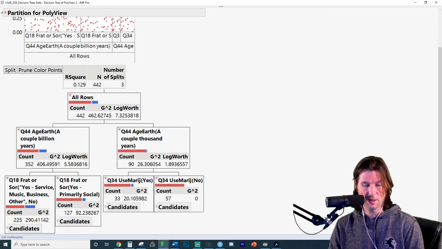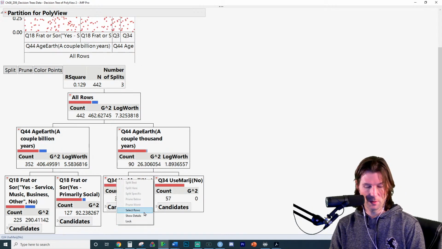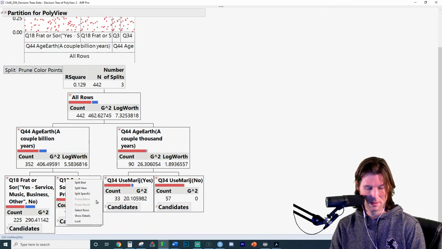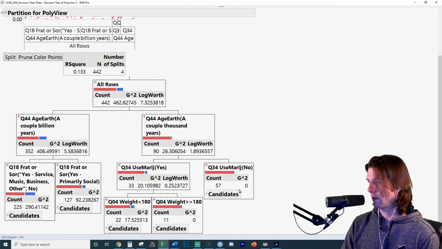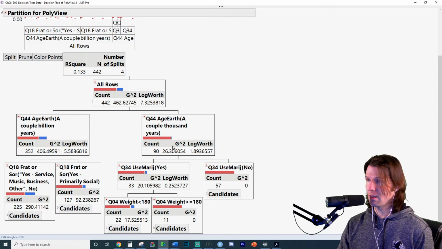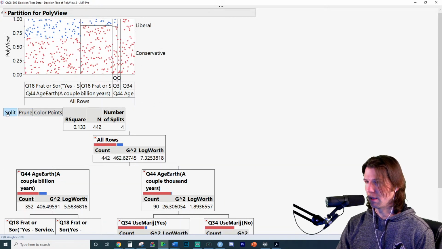So we could split on a quantitative. Like if we go here, because it's so small. Oh, it's perfect. That tree, wow. Split specific, you could split on height. And you see it splits on people's heights right there. So we can split on a quantitative, or we could predict a quantitative.